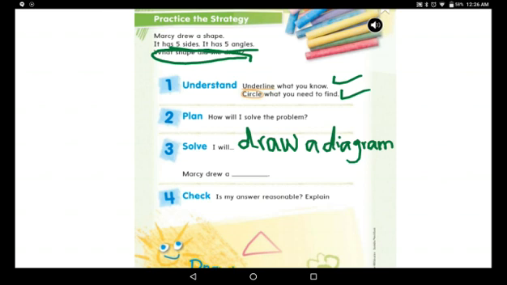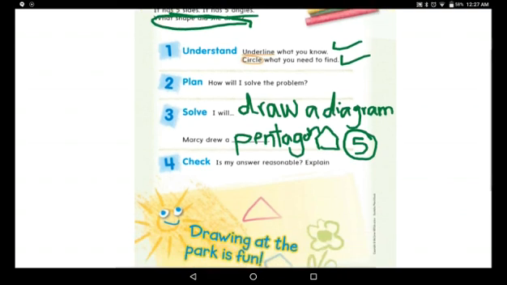It has 5 sides. 1, 2, 3, 4, and 5. What is this shape? It has 5 sides. What do we call it? Pentagon. We call it pentagon. If you said it before I said it, that means you're smart. And I'm 100% sure that you said it before me. You're amazing, boys and girls.